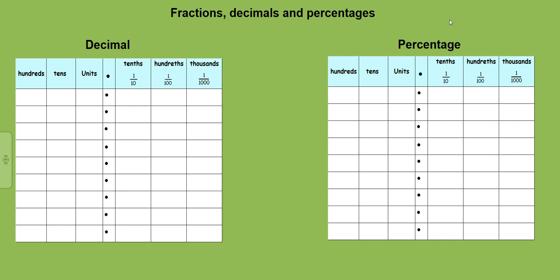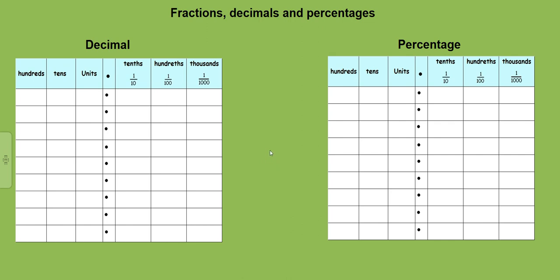Hi, so this is a continued video as part of our fractions, decimals and percentages, and this is video 6, which is looking at moving from decimals to percentages. In video 5 we looked at it the other way round, percentages to decimals, and we looked at how to take a percentage to a decimal. You shifted it 2 places because we were dividing by 100.